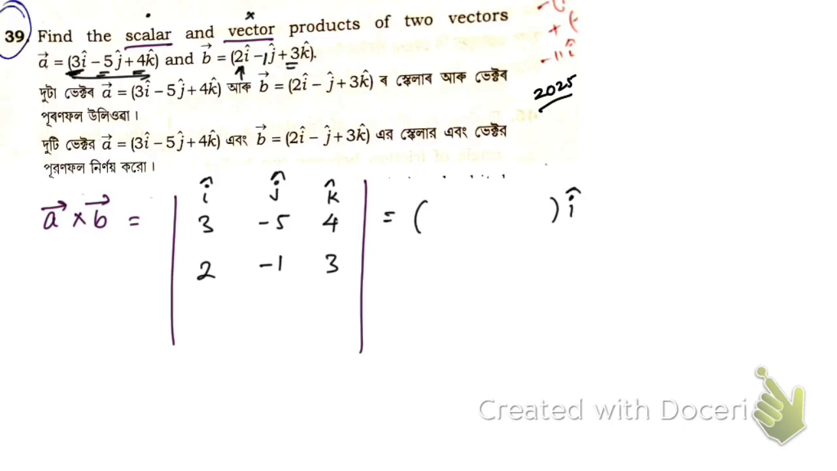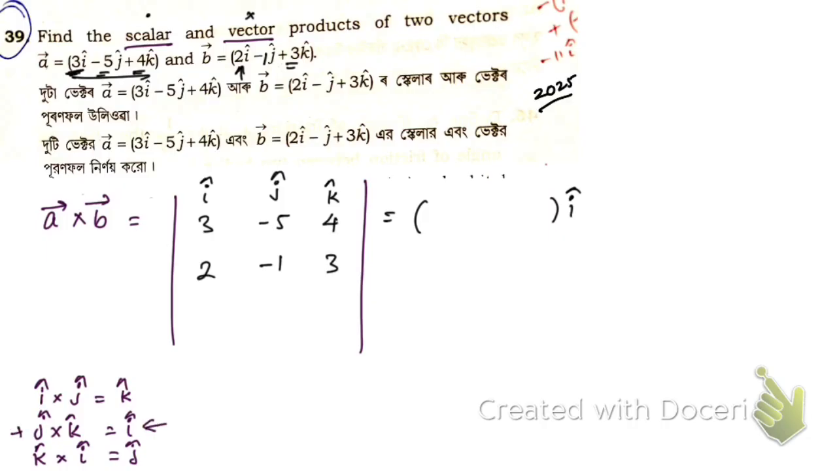Now, I cap. So how to find that? First remember these things. I cross J is equal to K. J cross K is equal to I cap, then K cross I, K cap cross I cap, that's equal to J cap. Okay, remember this. So I cap is equal to J cross K.